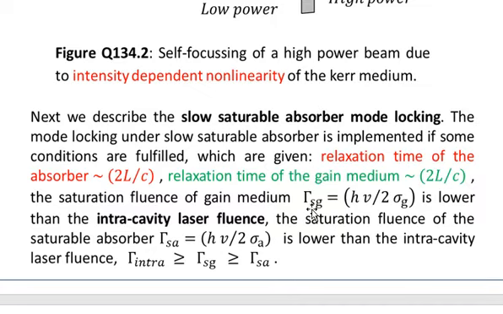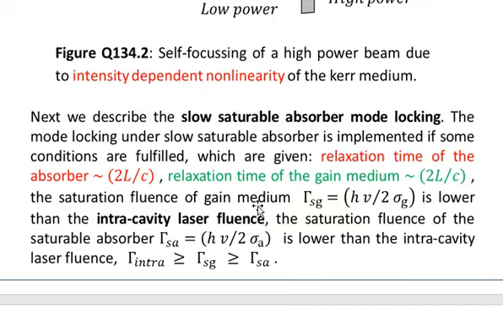Gamma stands for the fluence, S stands for saturation, G stands for gain. So gamma Sg is actually the saturation fluence of the gain medium, which is given by h nu over 2 sigma g. This is what we have also discussed in one of our previous slides, so you can also consult my previous slides on this topic. That is the expression for the saturation fluence.